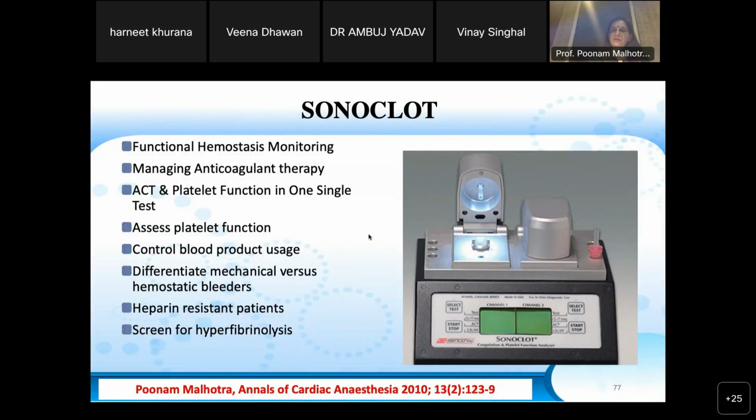So functional hemostasis, this is a viscoelastic measure, one of the cheapest available, with 2 chambers. You can see one for ACT. You put in a cuvette, and it works in a viscoelastic electromagnetic field. A cup and pin move in this electromagnetic field, creating a signature. Next, please.